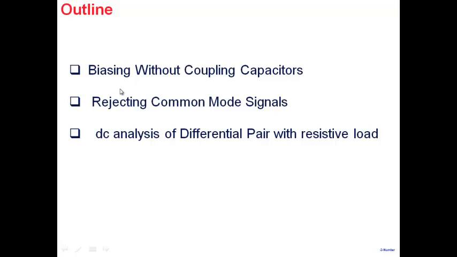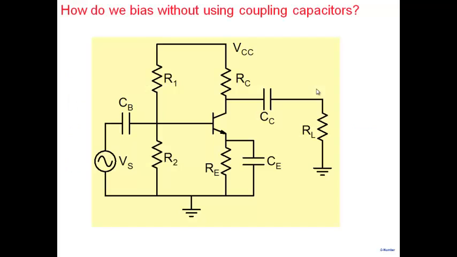And we'll then see that differential amplifiers have interesting properties of rejecting common mode signals. And after covering these two, then we'll go ahead and do our usual DC analysis and small signal analysis of differential pairs here. All right. So the first two parts deal with the motivation behind differential amplifiers here. All right. So let me set up the problem here.